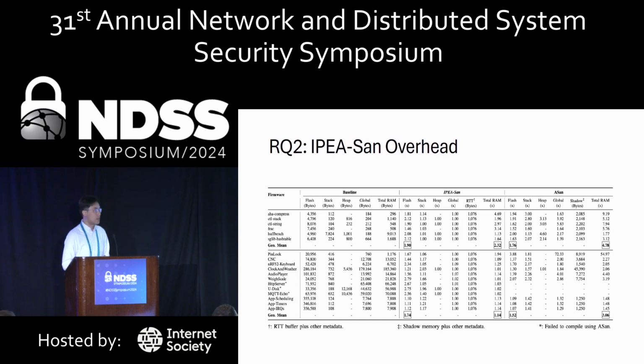For the second question, we evaluated IPEA-San and AddressSanitizer on the BEEBS benchmark and 12 real-world applications. The results show that IPEA-San consumes more flash memory than AddressSanitizer because it does more instrumentation on different pointer-related operations, while AddressSanitizer only considers the pointer dereferences. But on the other hand, AddressSanitizer consumes much more SRAM than IPEA-San because of its red zones and the shadow memory. And furthermore, we found that some real-world applications even failed to be compiled with AddressSanitizer.